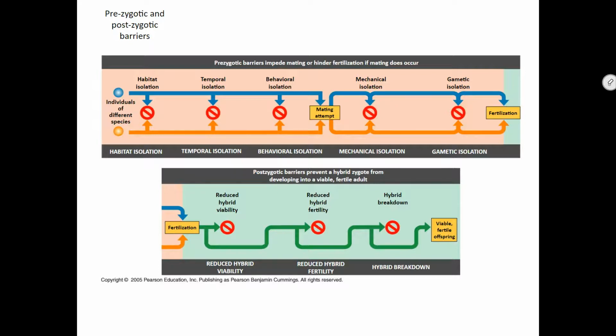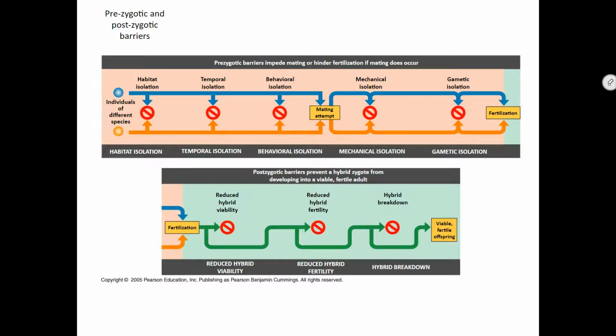I'm just going to go from left to right on those pre-zygotic barriers. You have habitat isolation. This is simple. What's keeping them from doing it? They live in two different environments. The one type of frog lives in the trees, the other type of frog lives on the ground. They're just not seeing each other. And so they don't mate together, and that's how that happens. And so that's habitat isolation.